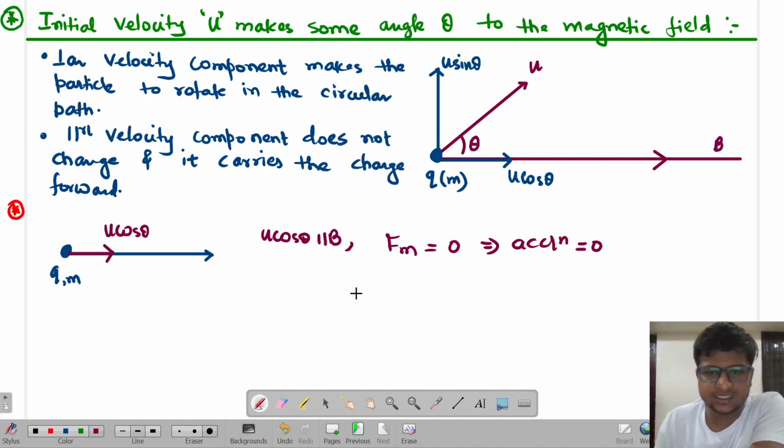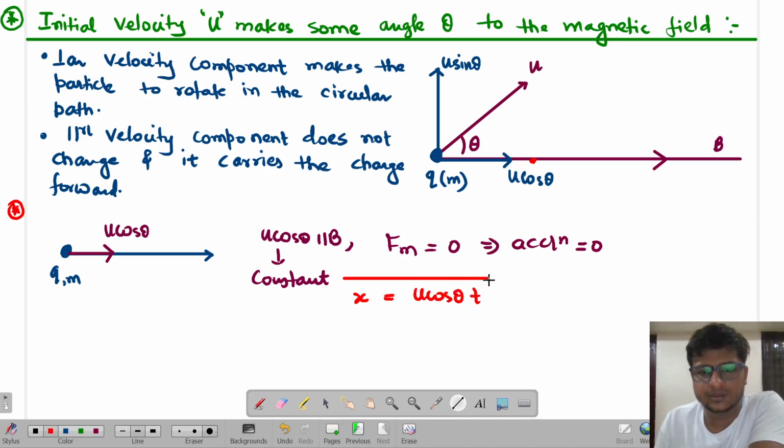So basically, if acceleration is zero, what happens? The velocity will not change. So this velocity remains constant, and the particle moves in the forward direction. After some time, as it has velocity, the particle will have some x coordinate u cos theta times time t. Yes or no? Because the acceleration is how much? Zero. Correct?